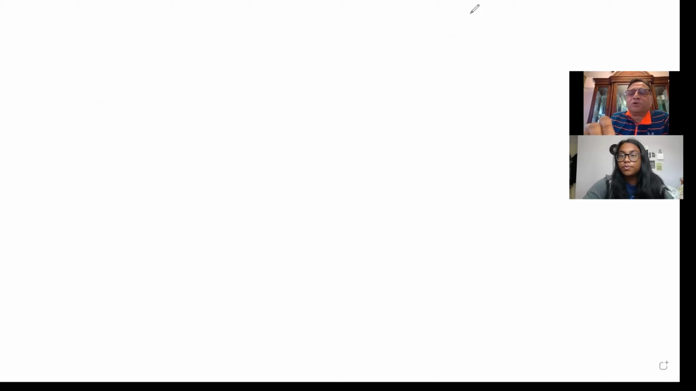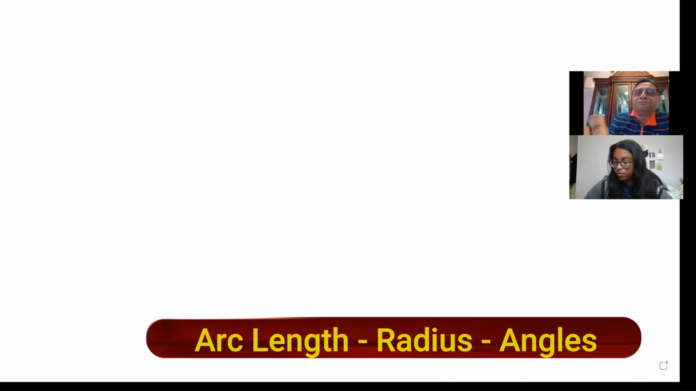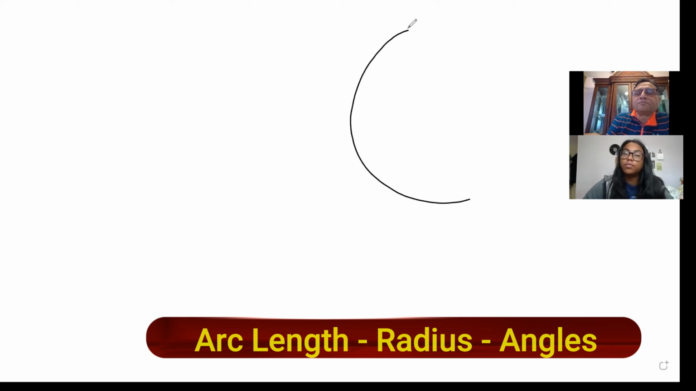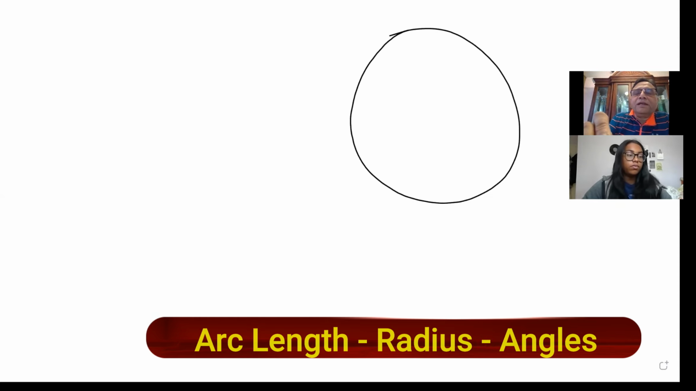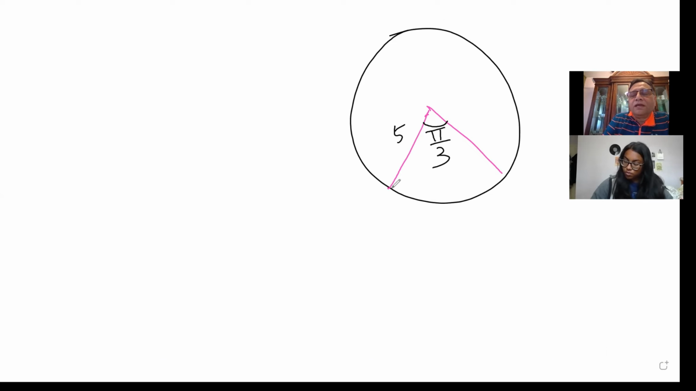Now, let's do some questions. We'll now find arc length for given radius and the angle. Okay? You might need your calculator now. So in this diagram, we have the radius, let's say 5 units, and the angle here is given to you as pi by 3. Can you tell me what is the arc length A?